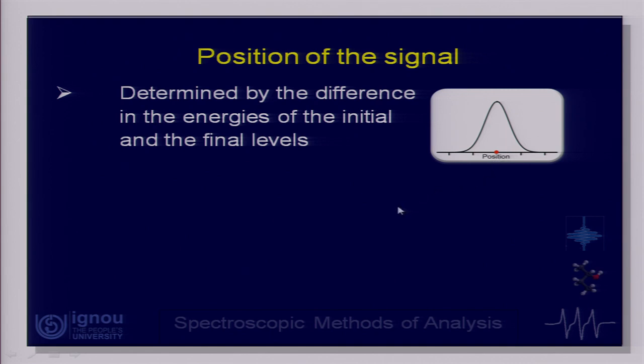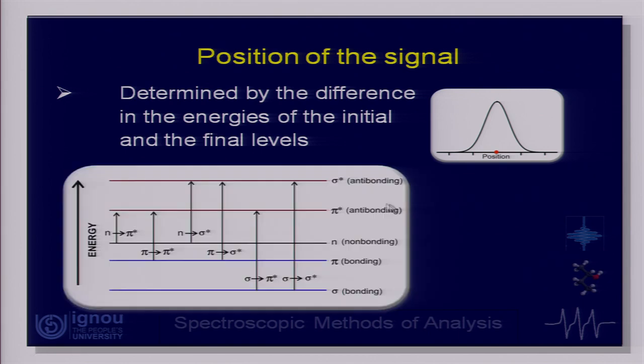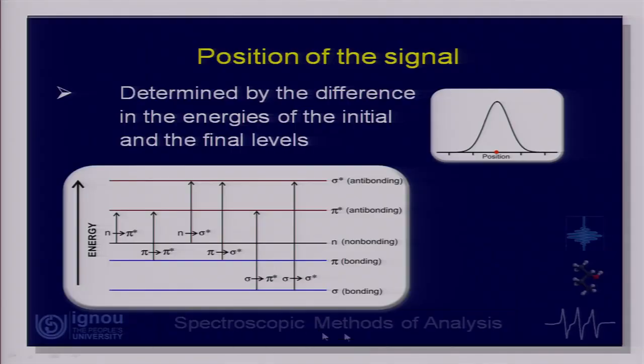Now, let's understand what it means. Let's look at this picture. This is a typical molecular orbital energy level diagram for an organic molecule. From your basic understanding of the molecular orbital theory, we know that in a molecule there are different kinds of molecular orbitals. They are sigma, pi, n, pi star, and sigma star. And that is the typical order of their energies.